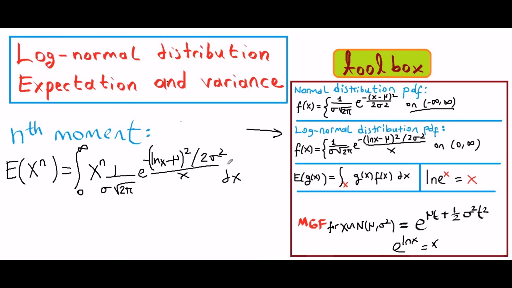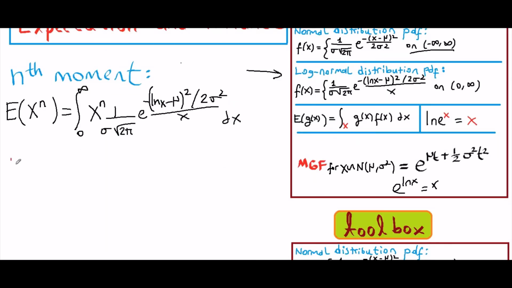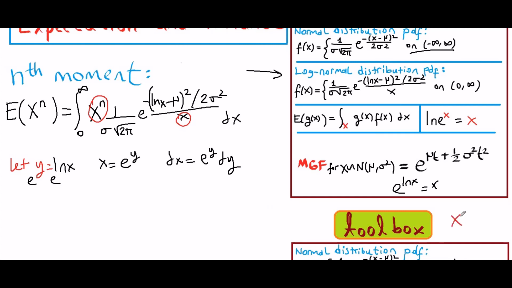Here we are going to apply change of variable. So let y be equal to ln of x. Then x will be equal to e to the y if you raise to the power of e on both sides. And dx will be the derivative of this, which is e to the y dy. And here we can also simplify x to the n divided by x is equal to x to the n minus 1. We just subtract the powers. This is x to the first, n minus 1 raised on x.